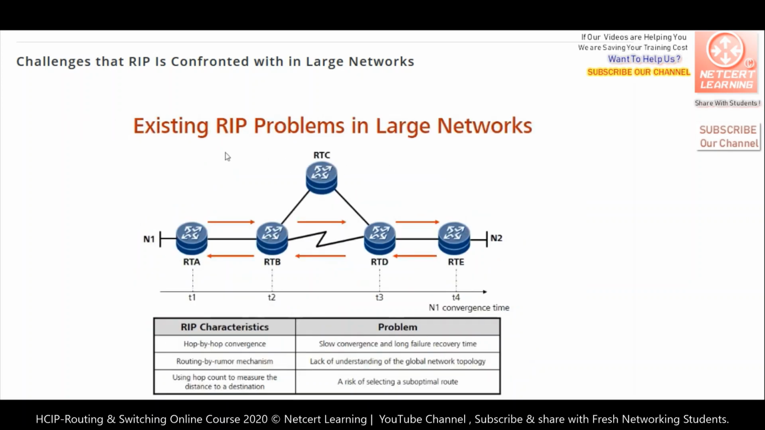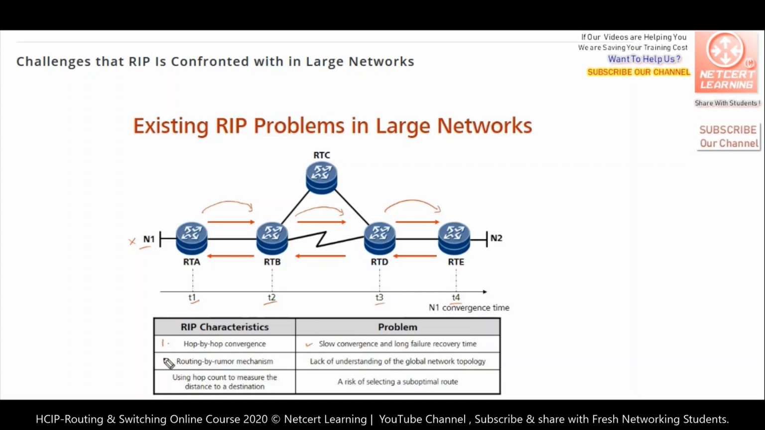We now look into existing RIP problems in a large network. The first weakness of RIP is hop-by-hop convergence. Let's look at N1. N1 is introduced to router A. Router A will take some time to propagate this information to router B, and router B then will send it to router D and router E. So it will take time T4 before router E receives this information. Hence, RIP is very slow in convergence and has a long failure recovery time, which means that if N1 fails, it also will take some time for router E to take note of the failure of the network.